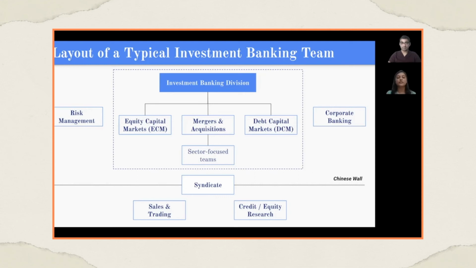Of course, we interact with a lot of other teams during the course of any particular transaction. There is a risk management team, the legal syndicate team, the sales and trading team, credit, equity research, as we talked about earlier, and the corporate banking team. All of these teams have a very critical part to play over the transaction lifecycle, and we have to liaise with all of them to ensure that a transaction completes successfully.